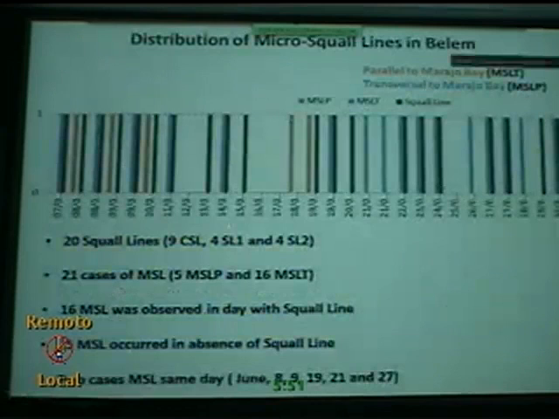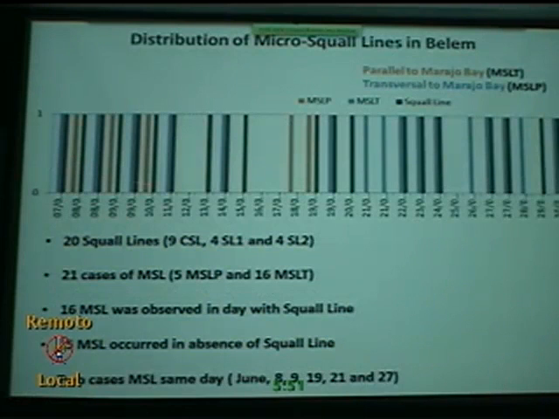So this picture shows for us the orange color: this is a micro squall line parallel, and the blue one is a transversal, and this color here is a classical squall line. You can see most of the days you have the classical squall line, but in the beginning, until the 19th, most of them were parallel, occurring at this time, but not in this part of the experiment.